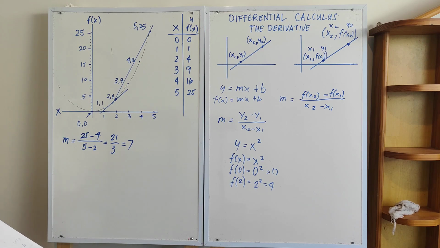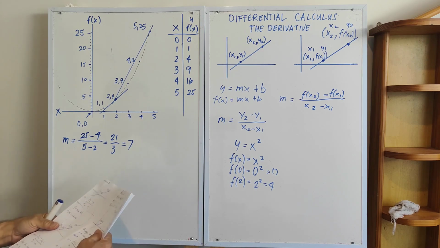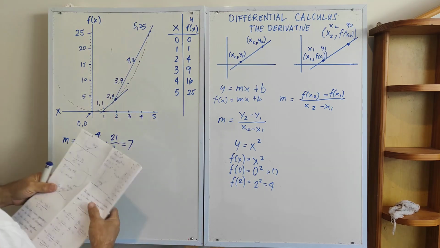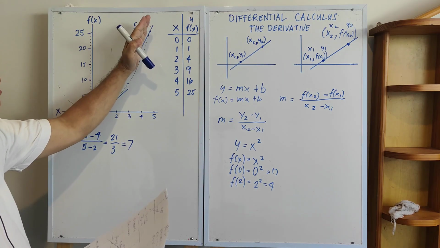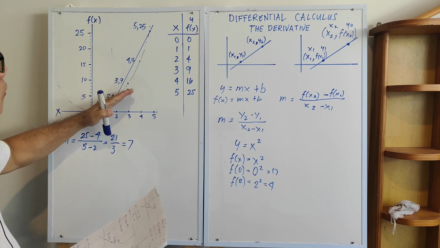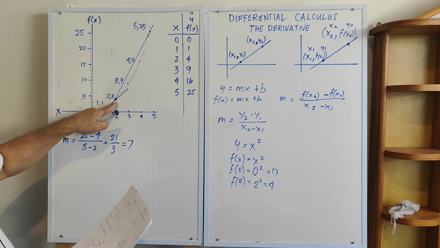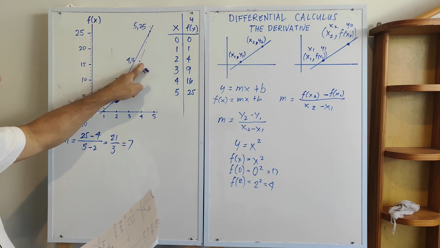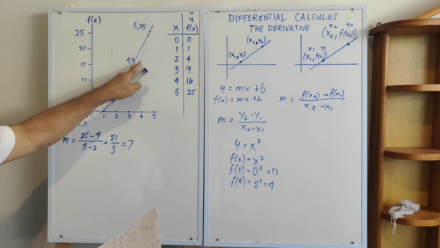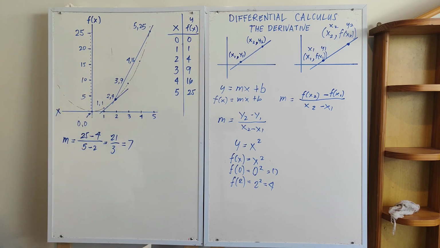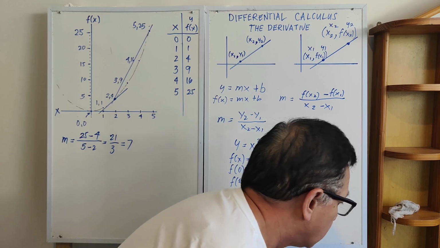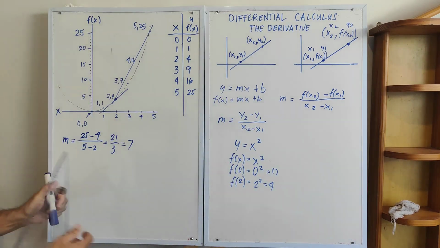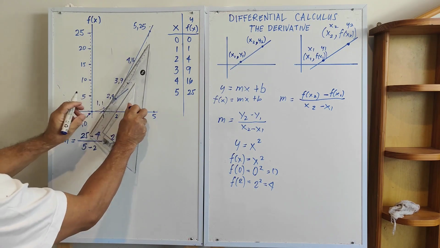Now, this slope is slightly different from this one. This is the one that we want. We can try to make it closer by using this point and the same point. So that would be this line.